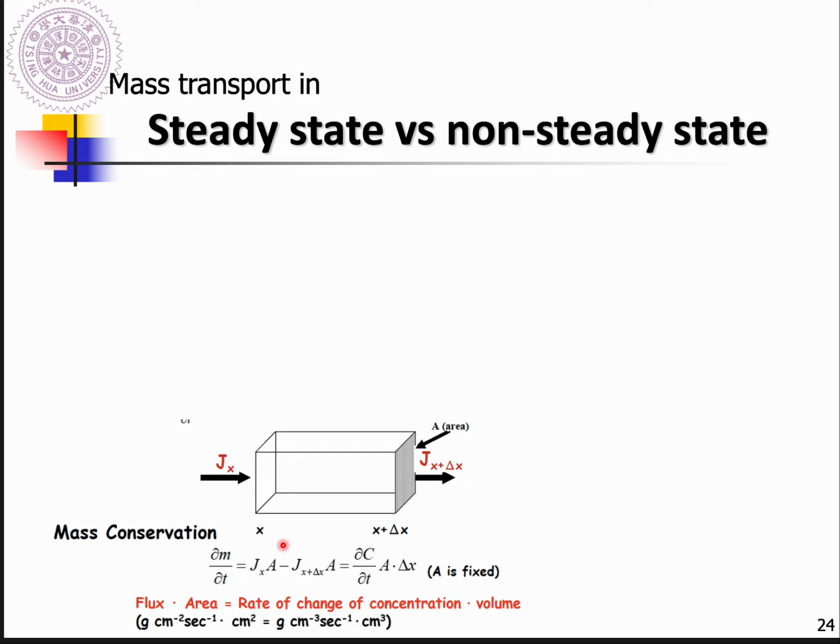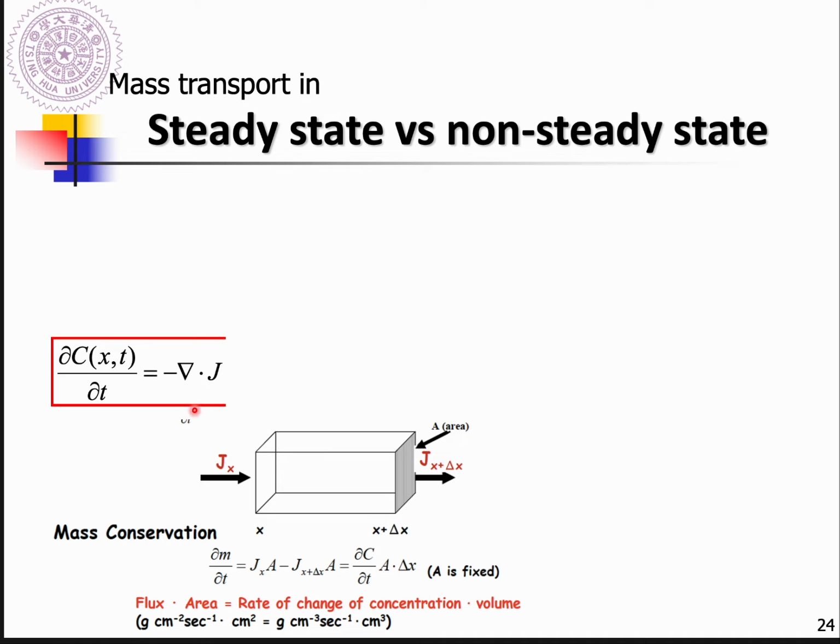So you focus on this equation here. We delete the A together and move the delta x to the left-hand side. So what you get is flux Jx minus Jx plus delta x, divided by delta x. Actually, this is minus the flux gradient. It's the left-hand side. And the right-hand side is partial c, partial t, how the concentration changes with time. So this is Fick's second law.